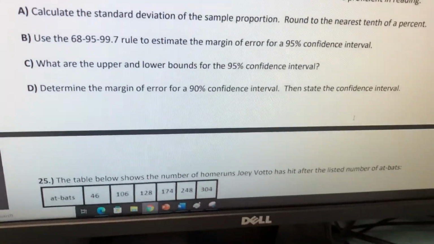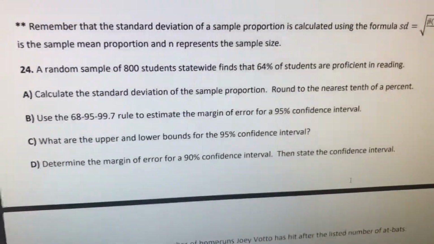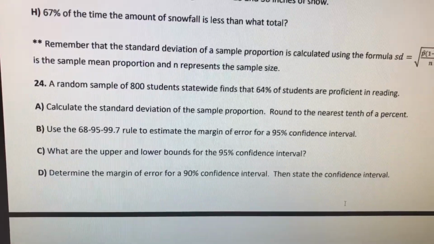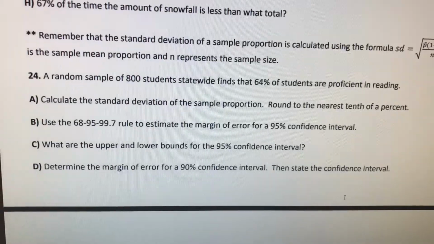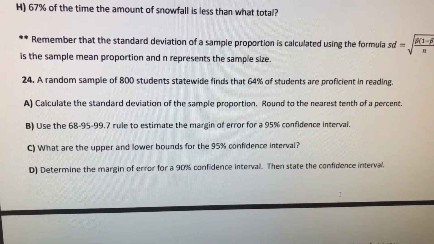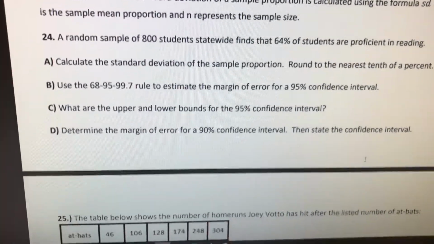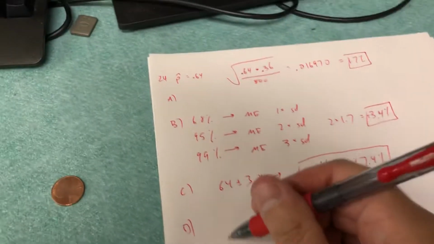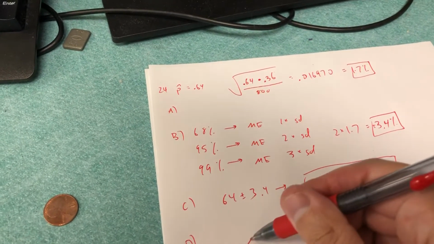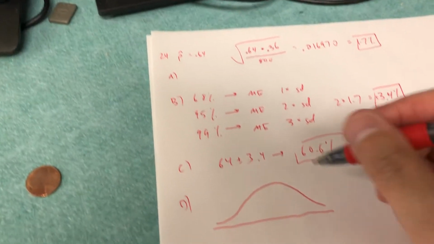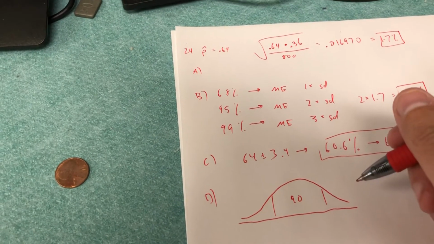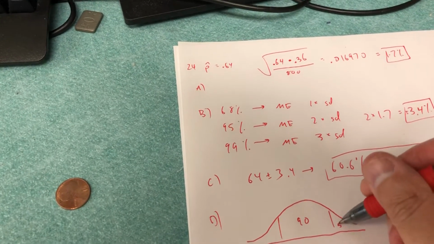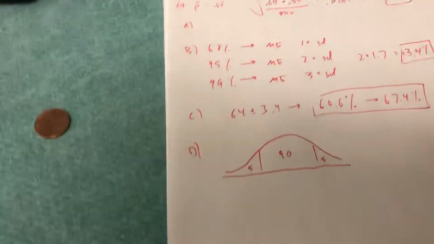All right, and then part D here says determine a margin of error for a 90% confidence interval, then state the confidence interval. So the big thing here is we need to find the number of standard deviations that we want to go out. And we need to do it for 90%, which is not one of our 68, 95, 99 rule values. So we need a z value for a 90% confidence interval, okay? I don't give you a bunch of formulas for this. I want you to be able to use the pictures and think about it. 90% confidence, so that's 90% in the middle. You have 10% on either side, which would leave you with a curve that looks like this.